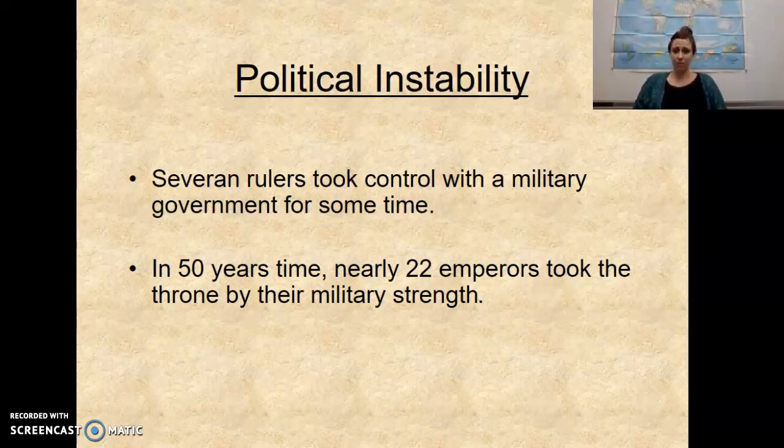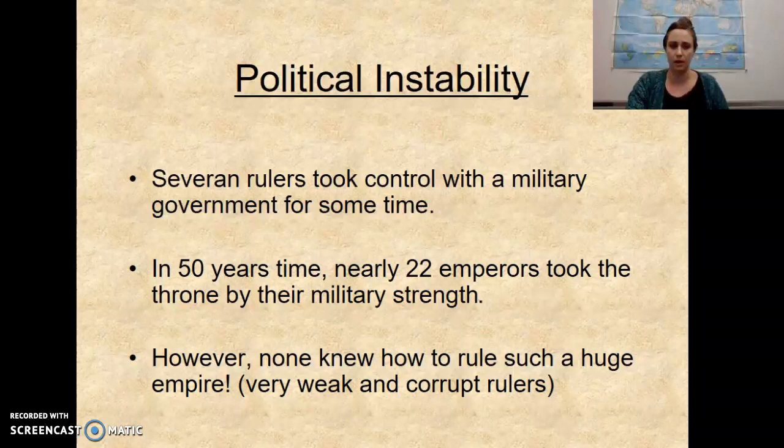Just to give you an idea of how inconsistent this was, in 50 years' time, nearly 22 emperors took the throne by their military strength alone, okay? Could you imagine if in 50 years we had 22 presidents? That's what I'm talking about, executive power that leads to complete instability, okay? None of them knew how to rule a huge empire. They were very weak and very corrupt rulers, okay?